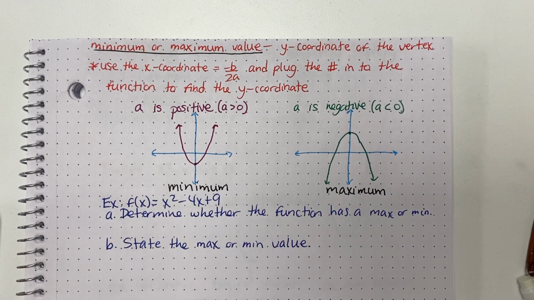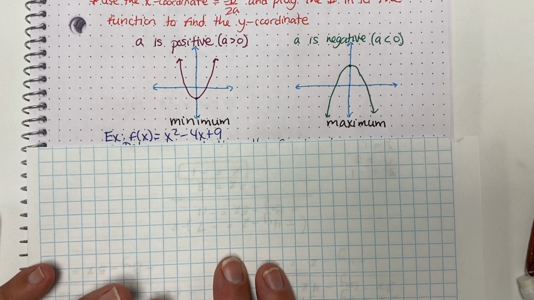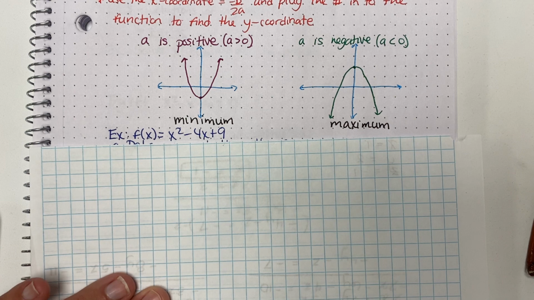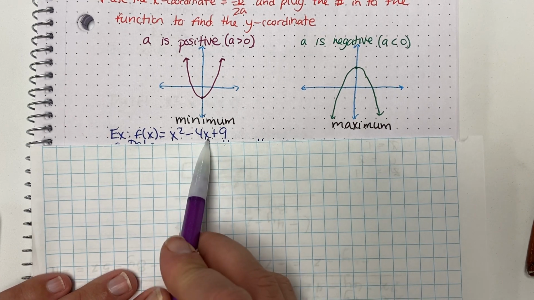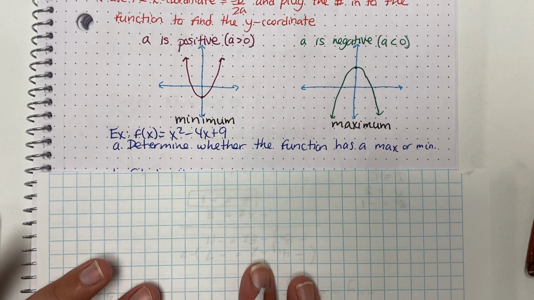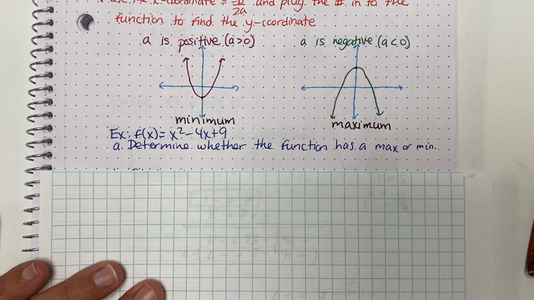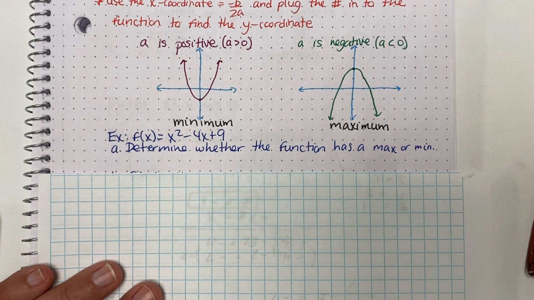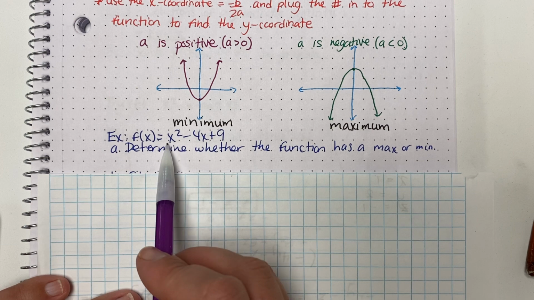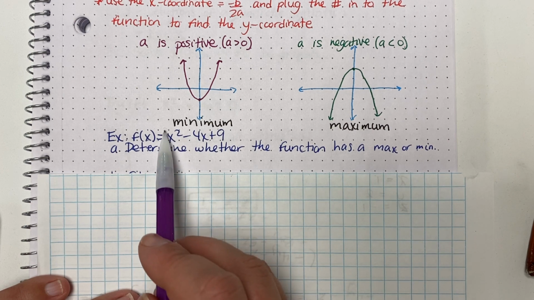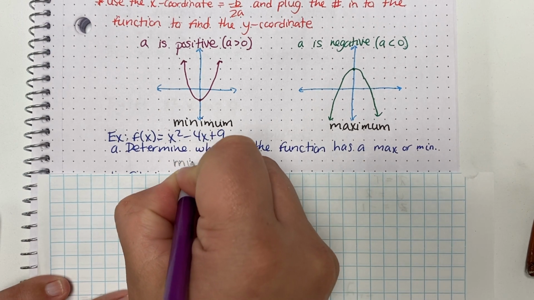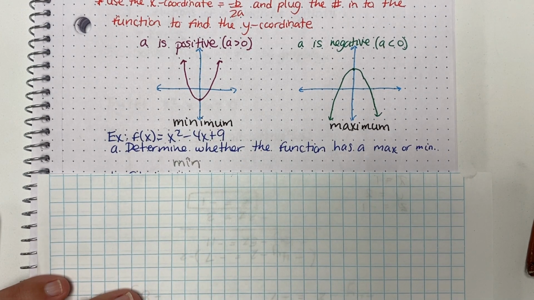All right, so let's see what the problem asks us. It says that we have this function. Let's take a look. We have x squared, x number. It's in the right order. So let's see what's the first thing it asks. Determine whether this function has a minimum or a maximum. Well, let's see. It looks like my A right here is positive. And so I will have a min. I'm going to have a minimum.